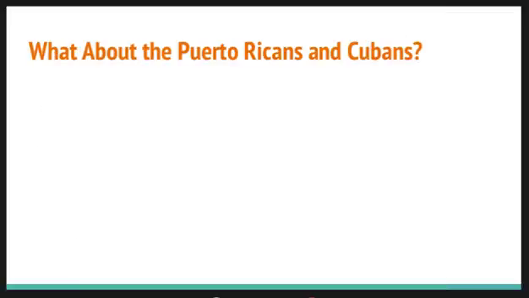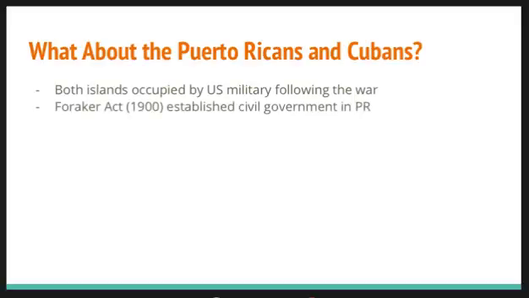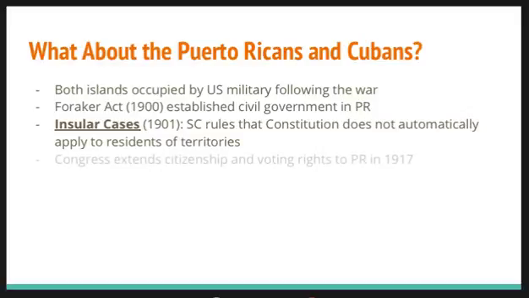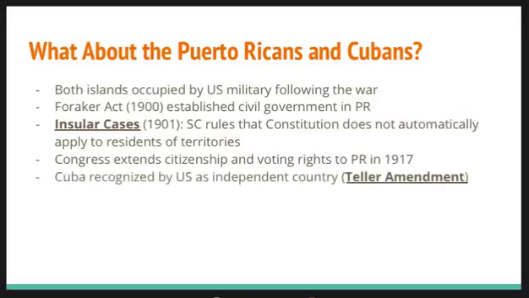So what about the Puerto Ricans and the Cubans? Well, both islands were occupied by the U.S. military following the war. And the Foraker Act in 1900 established a civil government in Puerto Rico. And then you had some Supreme Court cases called the insular cases. Insular is a word that refers to islands. These cases ruled that the Constitution does not automatically apply to residents of U.S. territories. Still, Congress did extend citizenship and voting rights to Puerto Ricans in 1917.